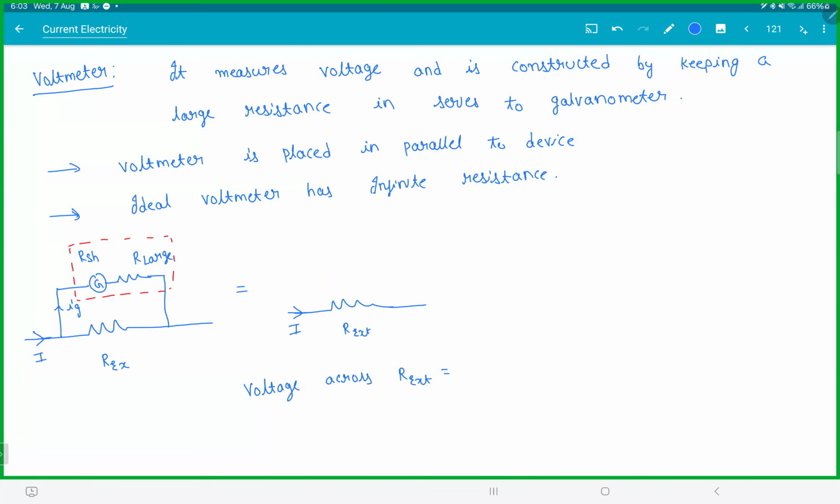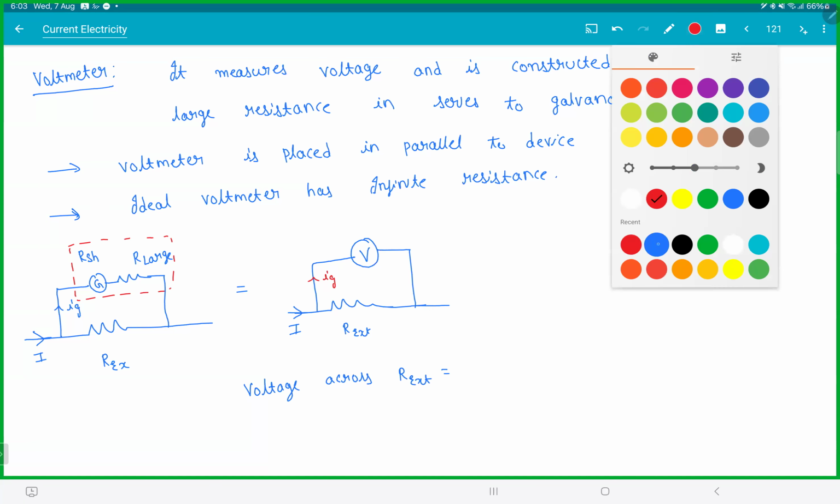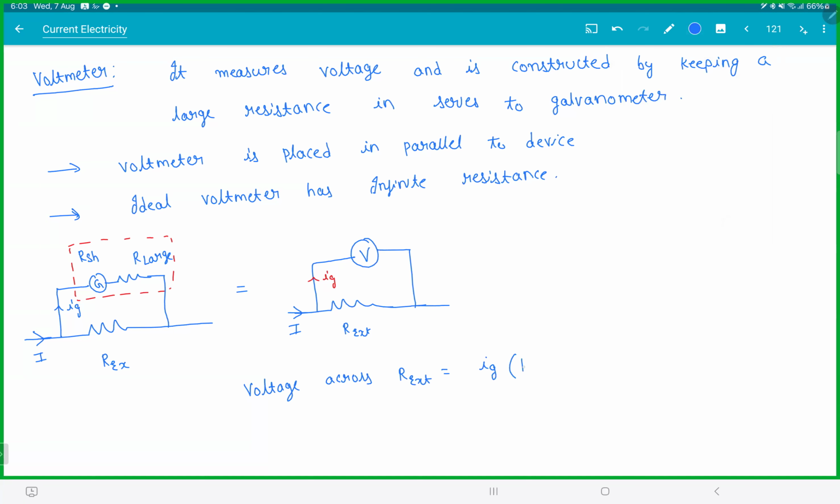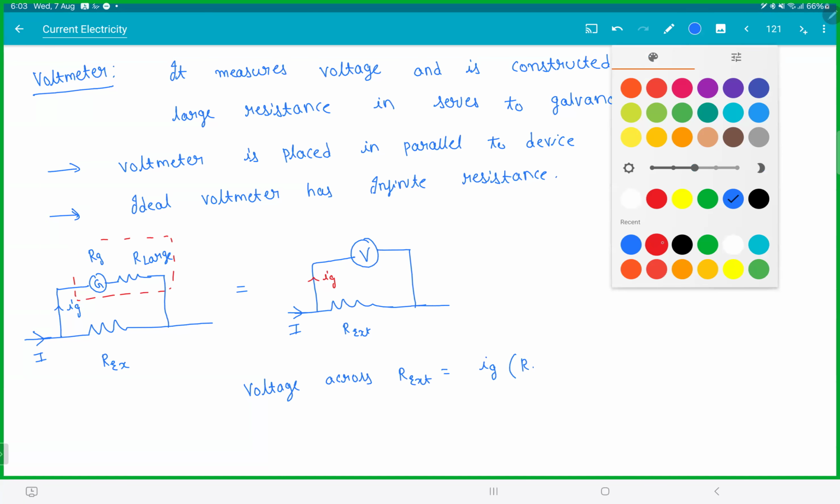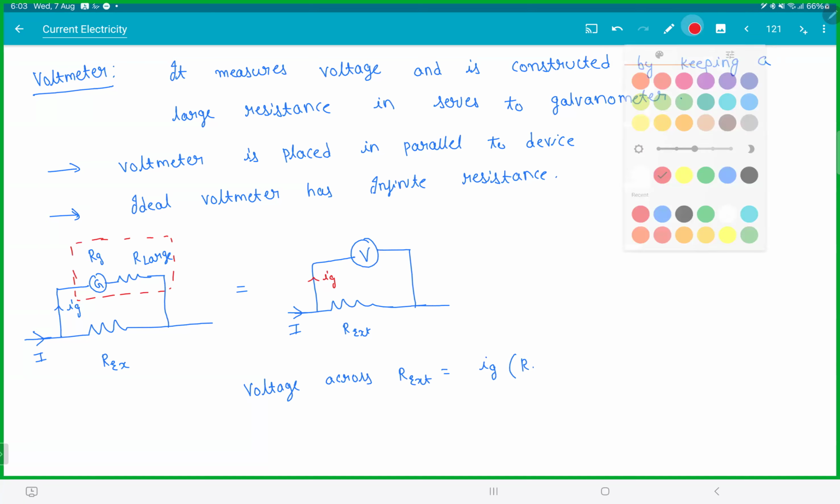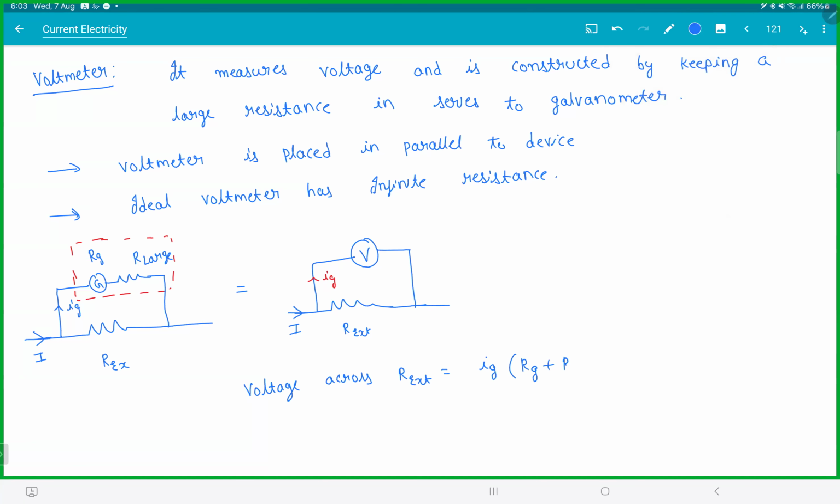Now the voltmeter and this resistance are in parallel. So whatever is the voltage across the voltmeter, that is the voltage across the R external. So that would be Ig into Rg, sorry, Ig into Rg plus R large. That's straightforward. So V is equal to Ig times Rg plus R large. This is the formula. So here the multiplying factor is Rg plus RL.